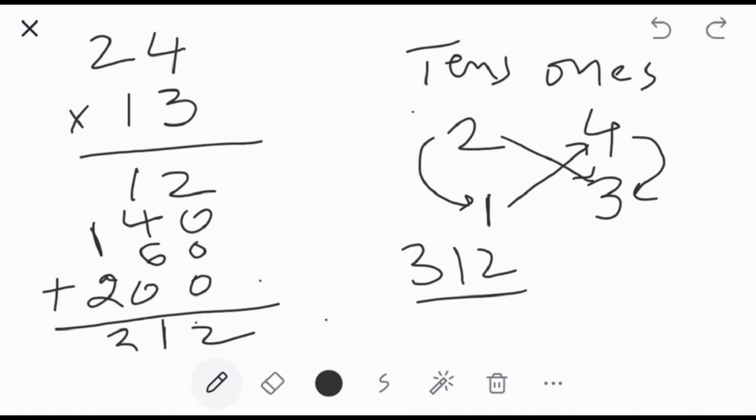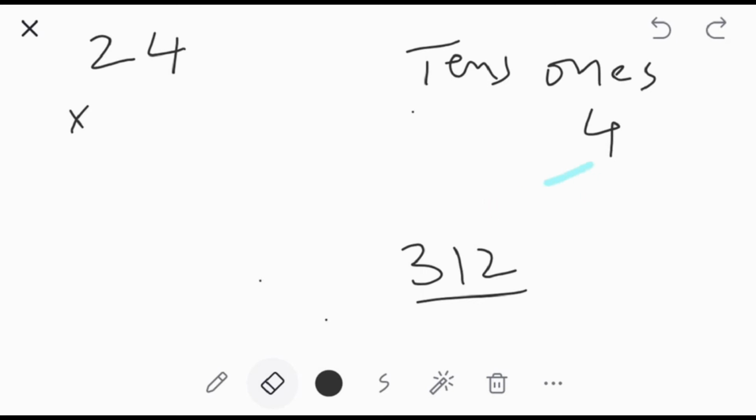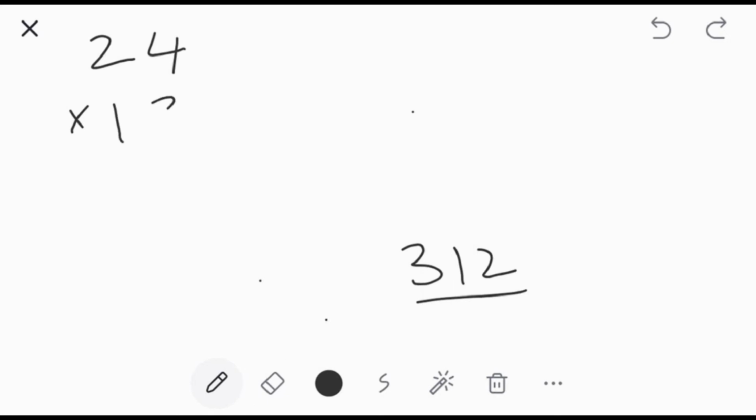Now I'm going to explain one more method, and with that method we're going to solve this question, which is another way. Let me share it with you. So the number we have, 24 times 13. In this method, on the second row we have 13.